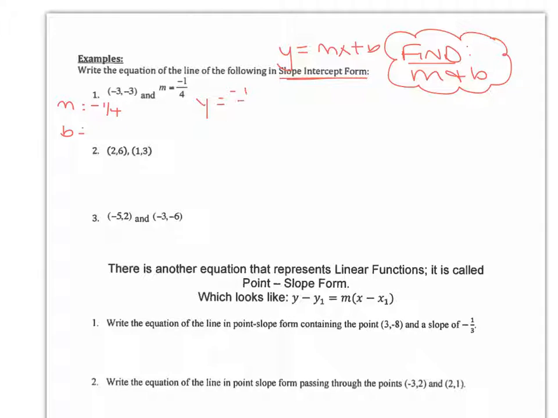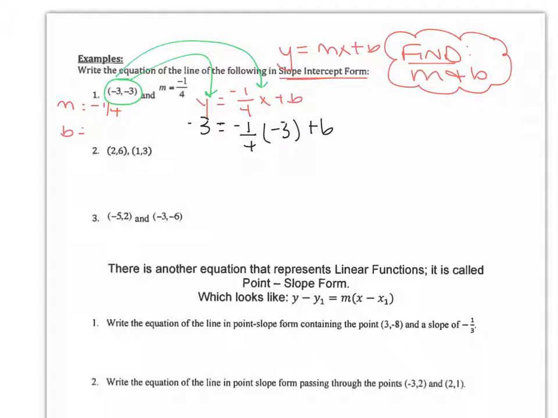Y equals negative 1 over 4x plus b. So what am I going to do to find b? Well, I'm going to take this ordered pair and plug the y in for y and the x in for x. So I have negative 3 equals negative 1 over 4 times negative 3 plus b. So now I'm going to multiply negative 1/4 times negative 3. So if I put that over 1, I just get 3 over 4 plus b equals negative 3.